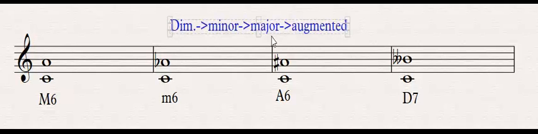So for all these intervals, the second, the third, the sixth, and the seventh, they have this basic pattern. If it exists in the key, it's major. If it's one half step smaller, then it's a minor interval. If it's another half step smaller, it's diminished. And if it's a half step bigger, it's augmented.